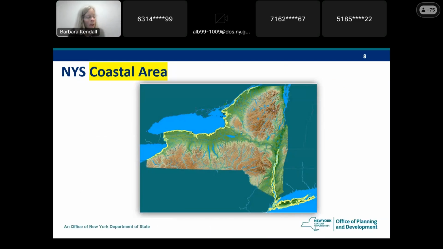As a reminder, and for some of you that might not have been here last week, the coastal area is everything on this slide that's outlined in yellow highlight. And it's, as you can see, Long Island Sound, Atlantic Ocean, the Hudson River up to the Troy Dam, which is the tidal portion of the Hudson River. Then over on the west, Lake Erie, Lake Ontario, goes up into the St. Lawrence River, is part of the coastal area.